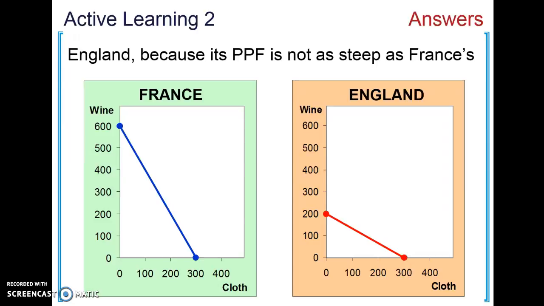Notice you could have calculated the rise over the run like we did in previous slides, but that's the hard way. The question, I did not ask you for a numerical value. So there's an easier way to get the answer. You can eyeball these to determine which PPF is steeper. From the graphs, it's pretty easy to see that England's PPF is not as steep as France, and therefore the opportunity cost of cloth is lower in England than in France.